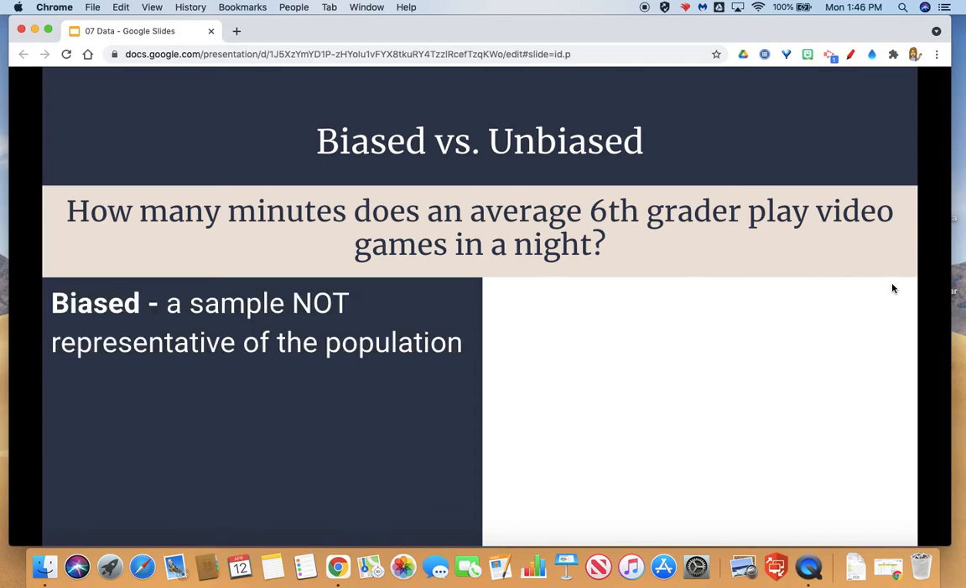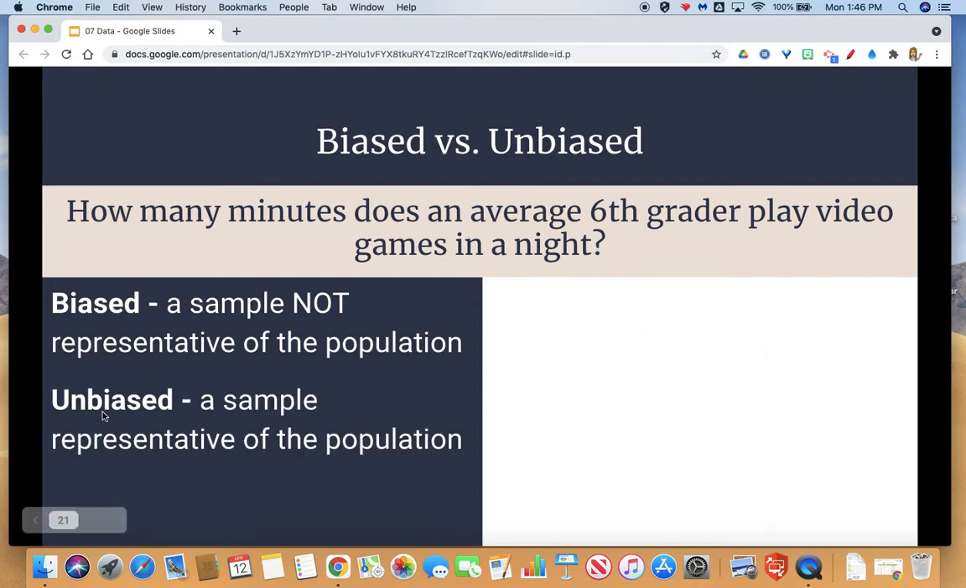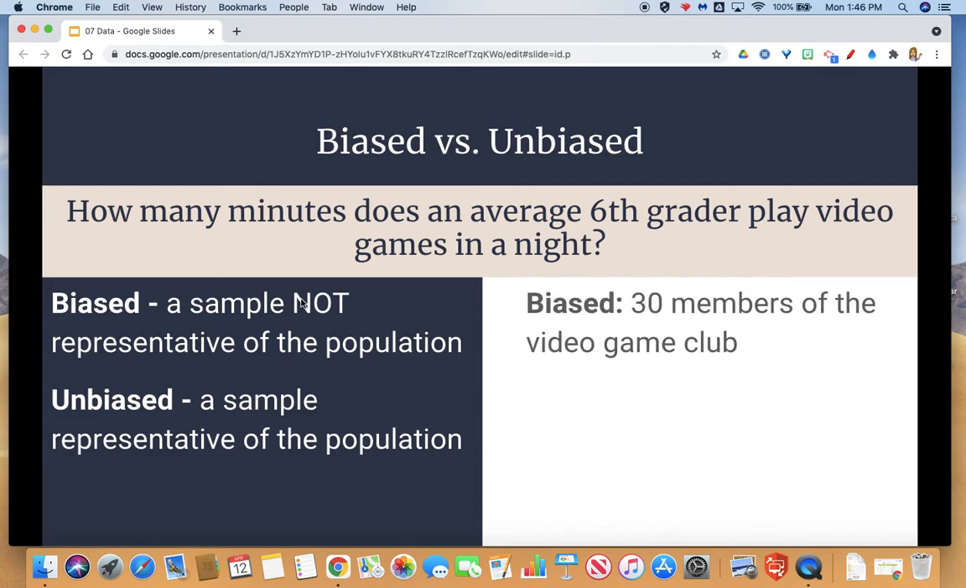Thinking about the same question, let's talk about what biased and unbiased means. Biased is a sample not representative of the population. And unbiased is a sample that's representative of the population. Biased means there's something there that might skew our answers. That means lead them in a certain way. Whereas unbiased is representing everyone in our group.